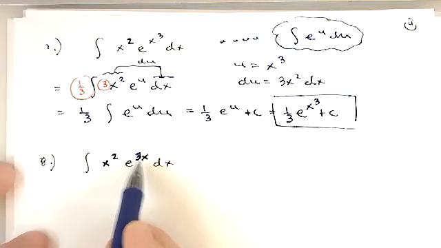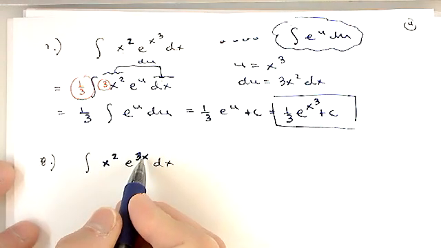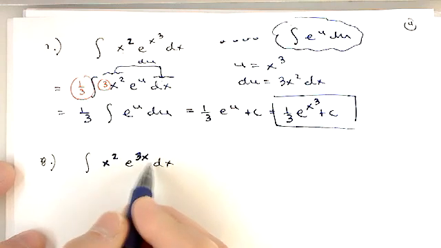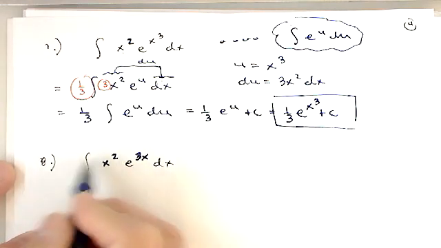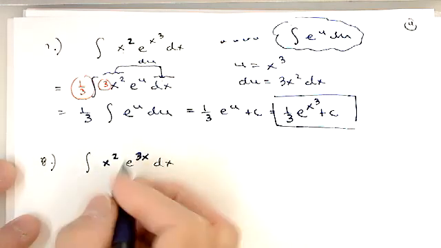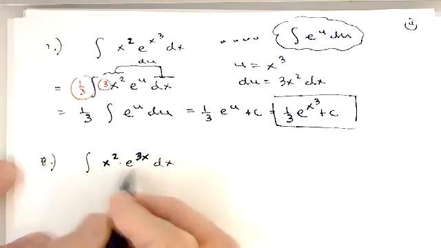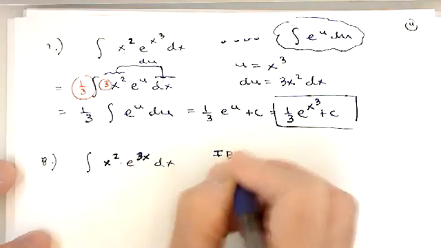But the next one, you could probably see that if I tried letting u equal 3x, du would just be 3 dx, which I could make work. I could wish for a 3. But then what would I do with these leftover x squared terms? So if you get a product and u sub doesn't seem to work, then it probably is integration by parts.